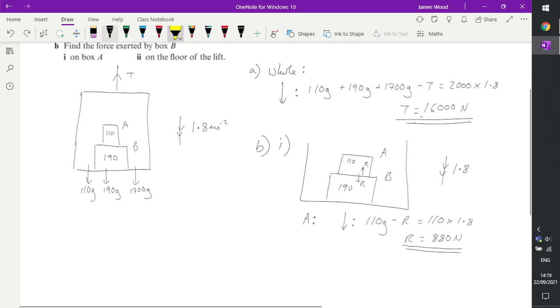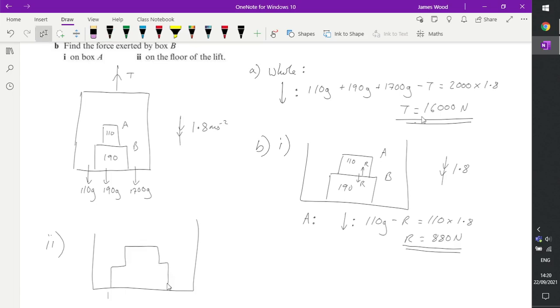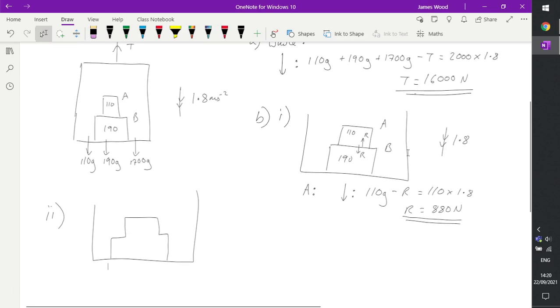For the second part, the force by box B on the floor of the lift. So now I'm just thinking about the forces between the floor of the lift and the box itself. So I'm just going to draw a diagram for that. I'm going to treat both these boxes together because the weight of both the boxes acts on the floor. So I can just consider them as having a mass of 190 plus 110, which is 300. There's a weight going downwards of 300g, and then there's a reaction force from the bottom of the lift on these objects of R, and that's basically what I'm trying to find, is force R.